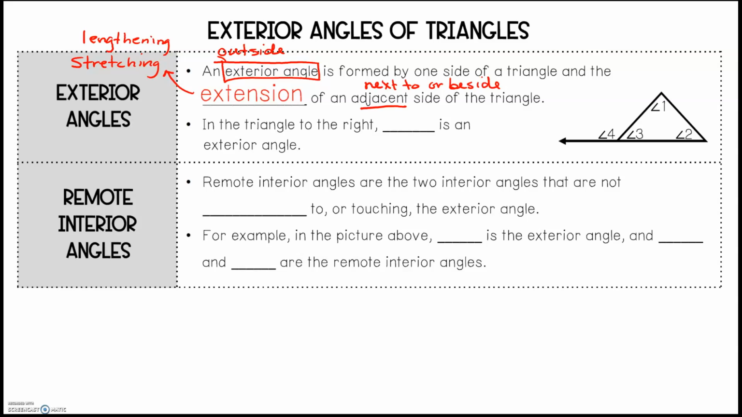In the triangle at the right, angle 4 is an exterior angle. It's outside of our triangle and is being made with the extension of this bottom side, okay?